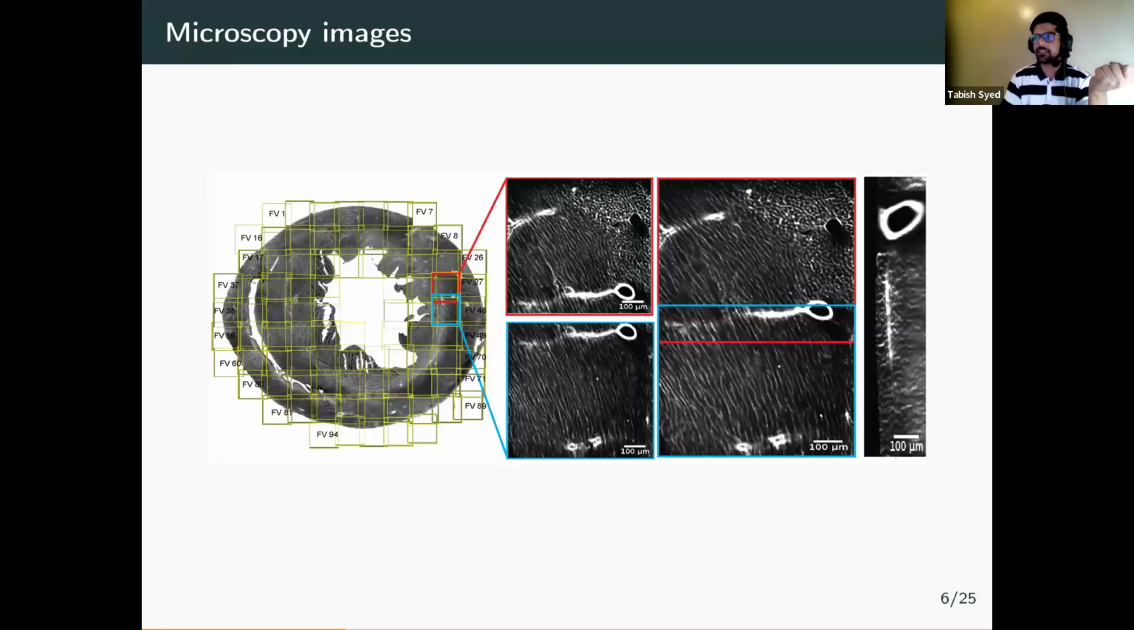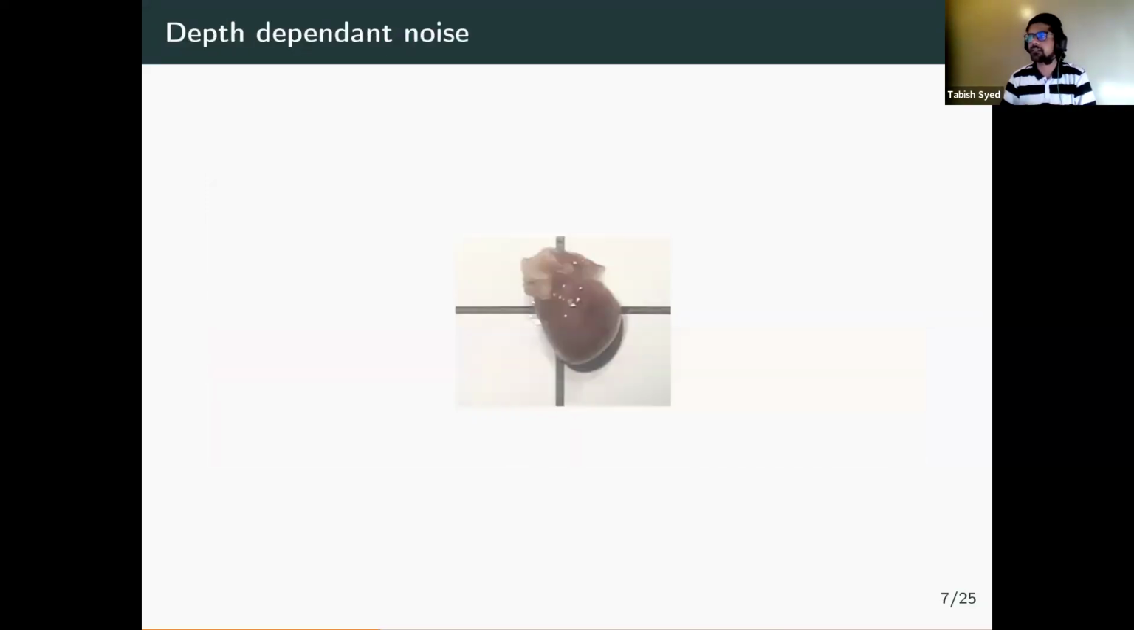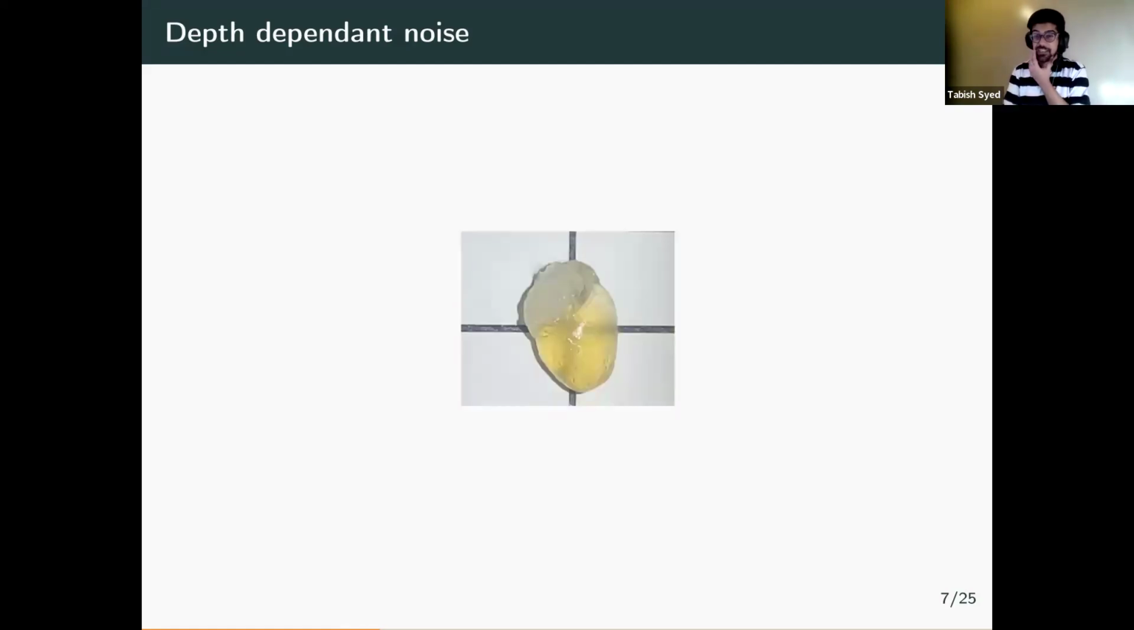Okay, so once we have this stitched over the entire section, in the ideal scenario, we would have a nice block of tissue all throughout, because in theory we had transparent tissue, so we could image it throughout. But as it turns out, it's not completely transparent. It's slightly yellowish, as you can see.